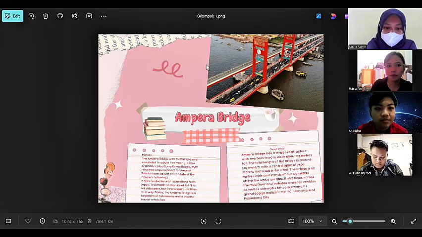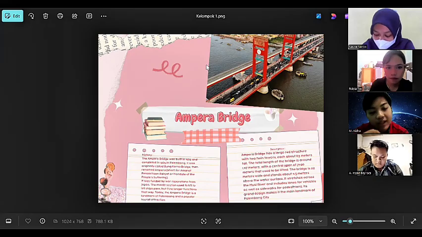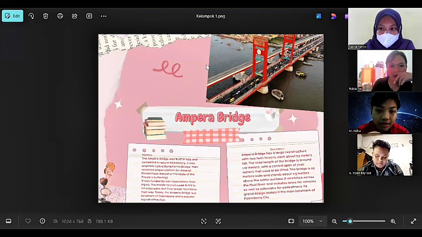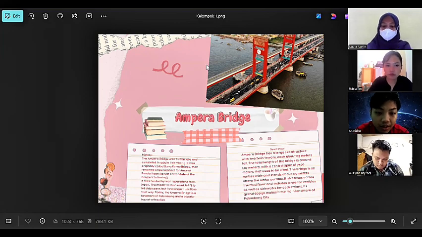Ampera Bridge is the bridge that connects the two parts of Palembang city, which are separated by the Musi River, and it has become one of the most iconic landmarks in South Sumatra. The Ampera was built in 1952 and completed in 1955 in Palembang. It was originally called Bung Karno Bridge.